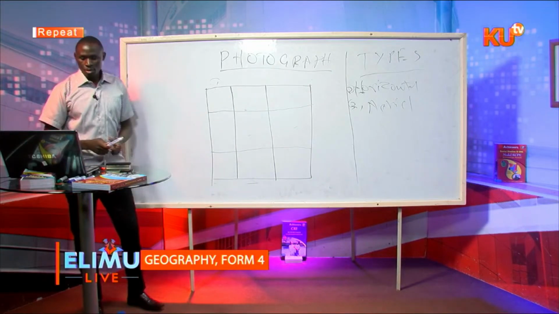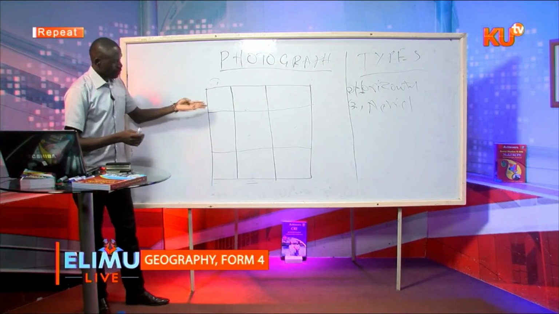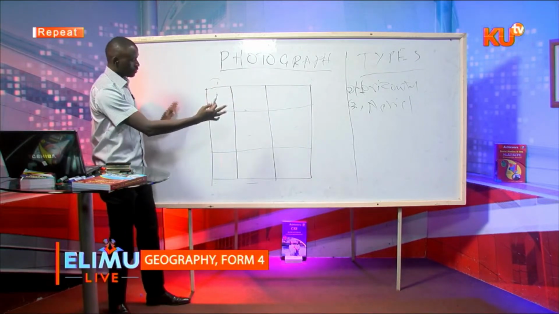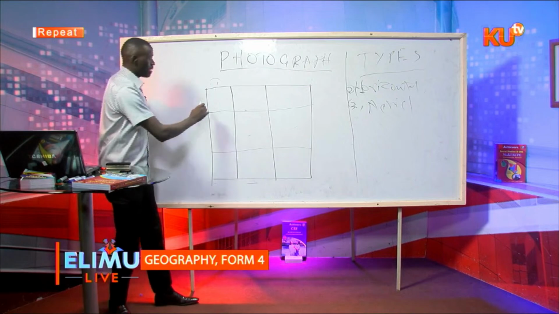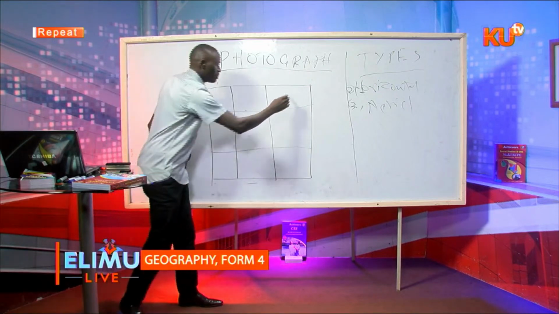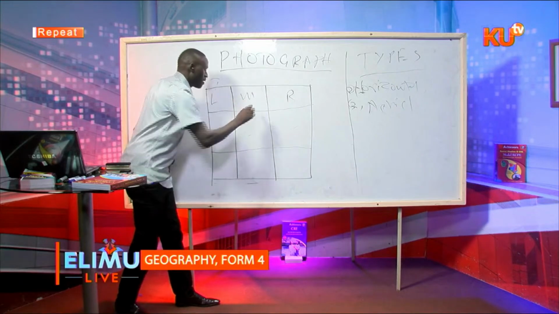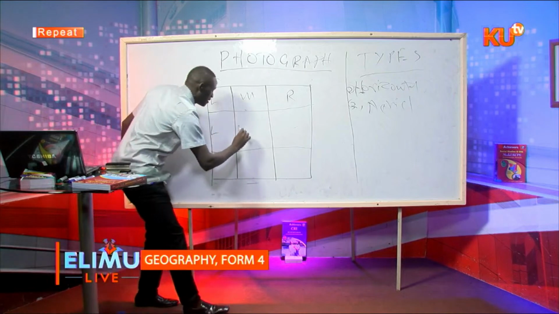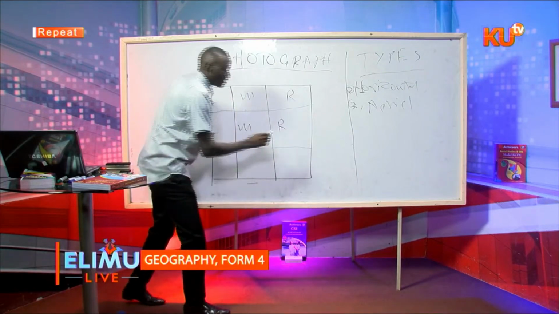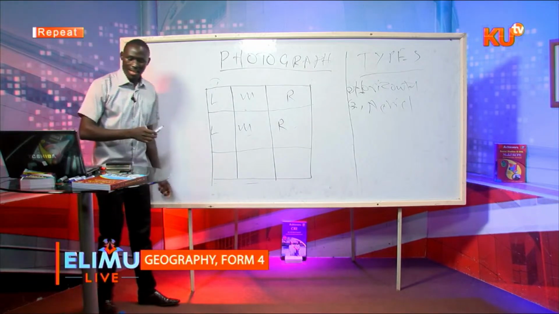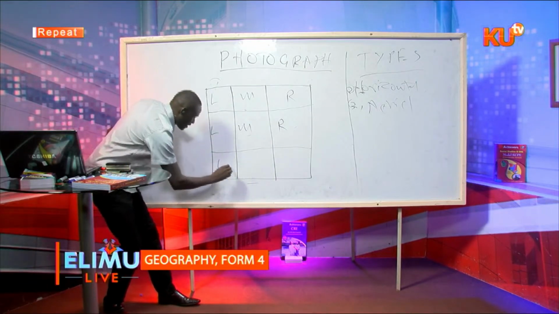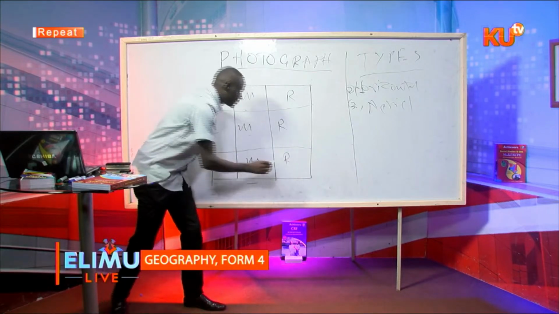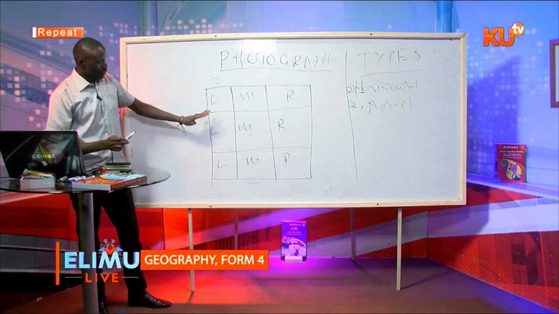When we are facing towards the photograph, this one becomes left, this one becomes right, and this one becomes middle. Same here: left, middle, and right. And the last row is left, middle, and right. So all these are parts of a photo.